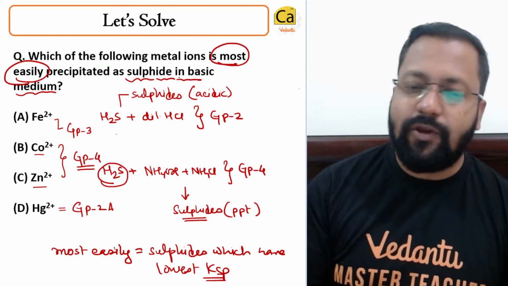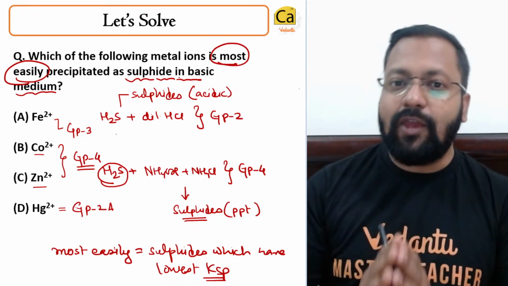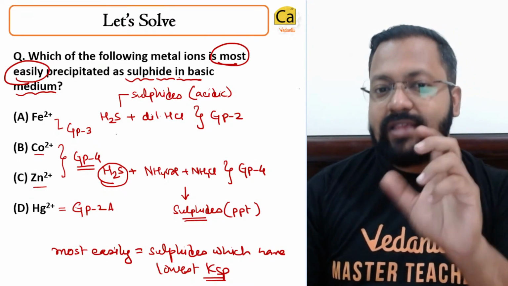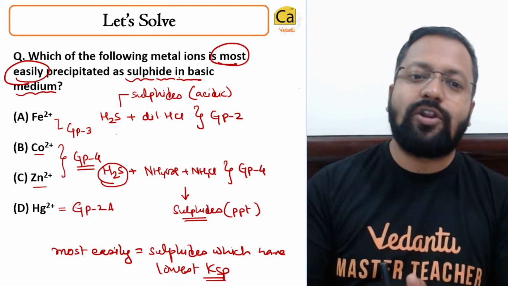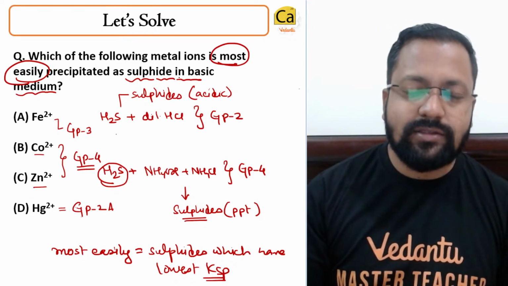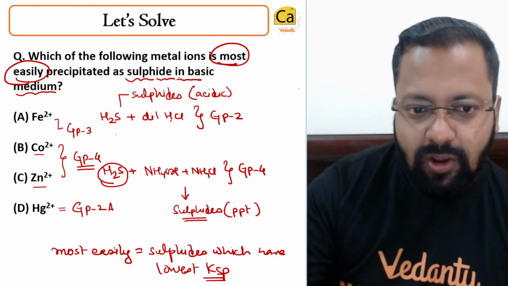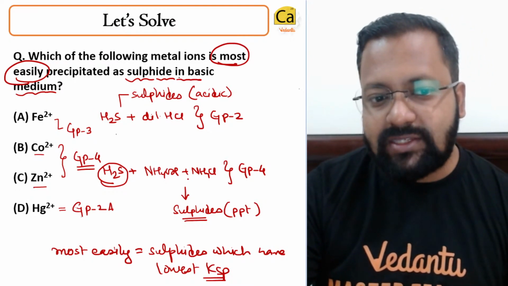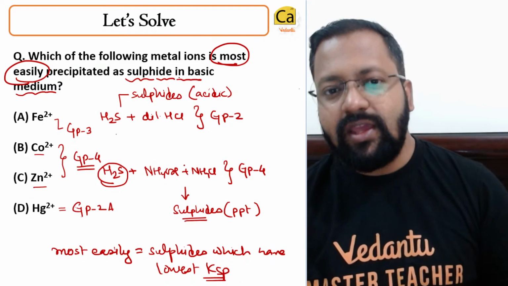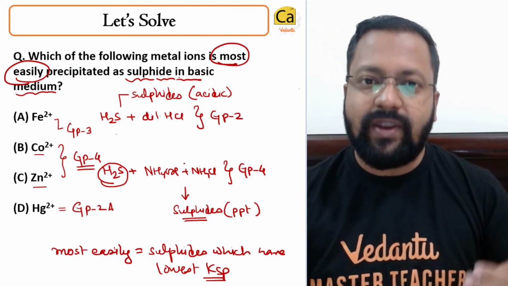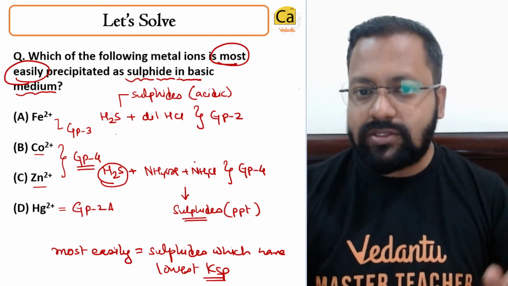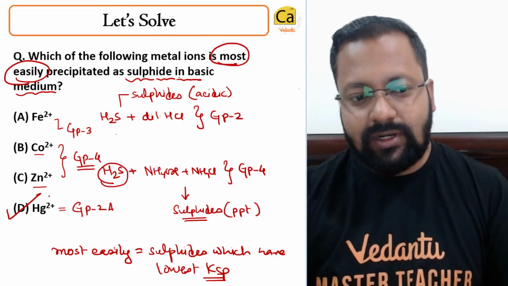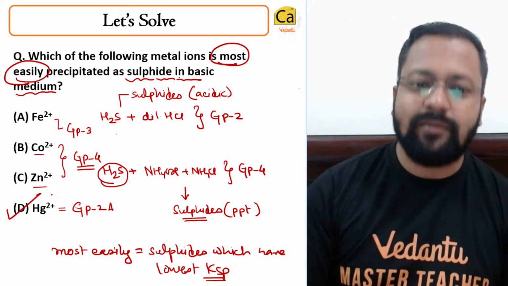And which of those ions would they be? These ions are the ones which require less concentration of sulfide. Who needs less concentration of sulfide? Group 2 cations, because of the common ion effect, less concentration of sulfide will be available in acidic medium. In the presence of basic medium, more concentration of sulfide is available. So the easiest precipitation of sulfide will take place for those ions which require the least amount of sulfide, which is D. The right answer will be D.